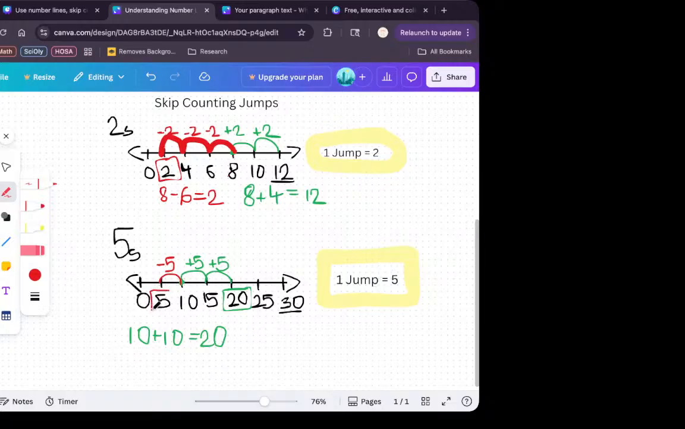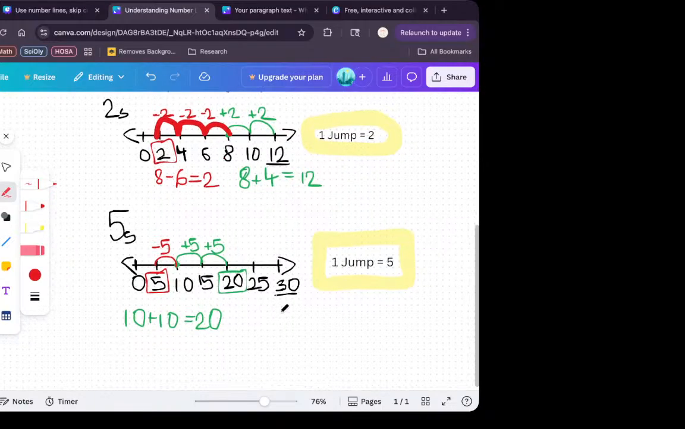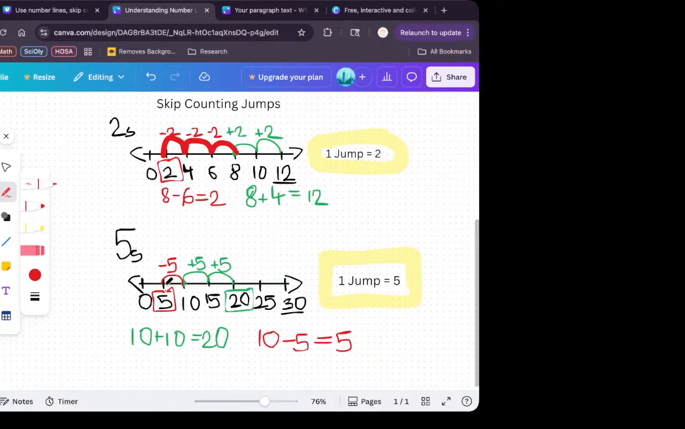5 chocolates. Let's double check our work. I had 10 chocolates to begin with, but I ate 5 of them. How many do I have left? I have 5 chocolates. Did we get 5 on the number line? Yes, we did. That's how we know that we are correct. Okay? I'll give you guys 1 minute to copy all that down.